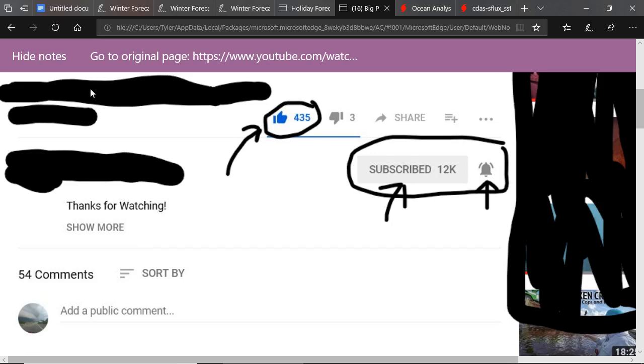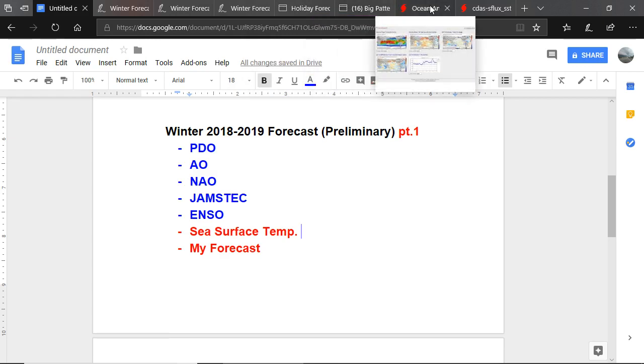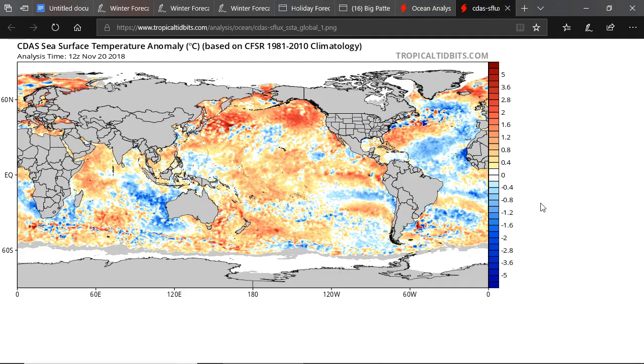Now, what we're going to be going over is that there's going to be two videos here. My first video is what I'm going to do right now, and that's the sea surface temperatures and my forecast. Part 2 is going to be revealing the reasoning why and showing a model, the PDO, the AO, NAO, Jamstack, and the ENSO. But on this video, we'll be looking at sea surface temperatures and my forecast, just to keep things short here.